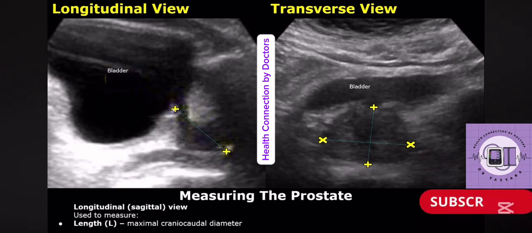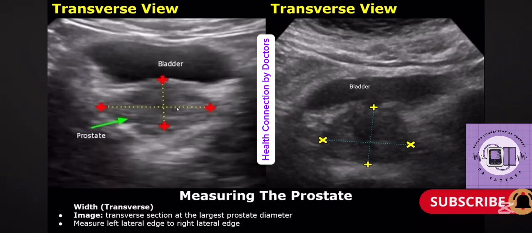First, obtain a transverse image of the prostate at its largest diameter using the calipers. Measure from the left lateral outer edge of the prostate to the right lateral outer edge. This measurement represents the width. This is how it is measured in these two images.